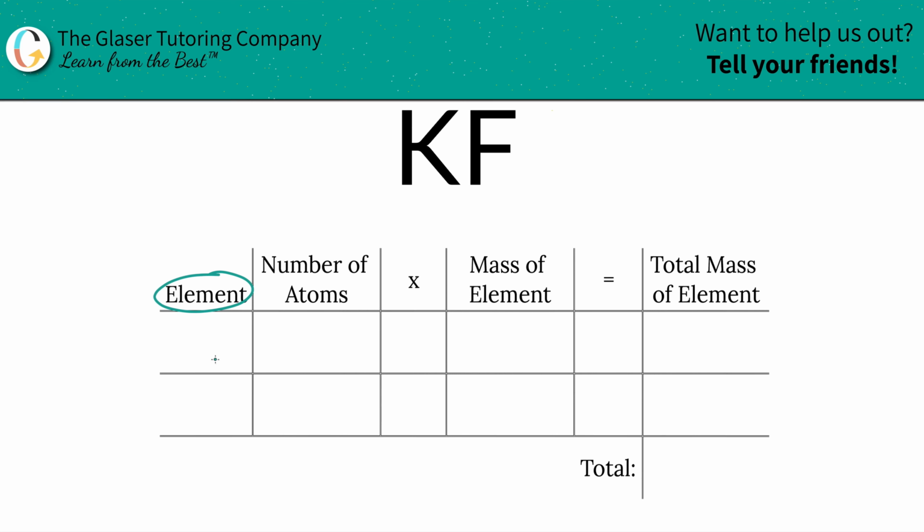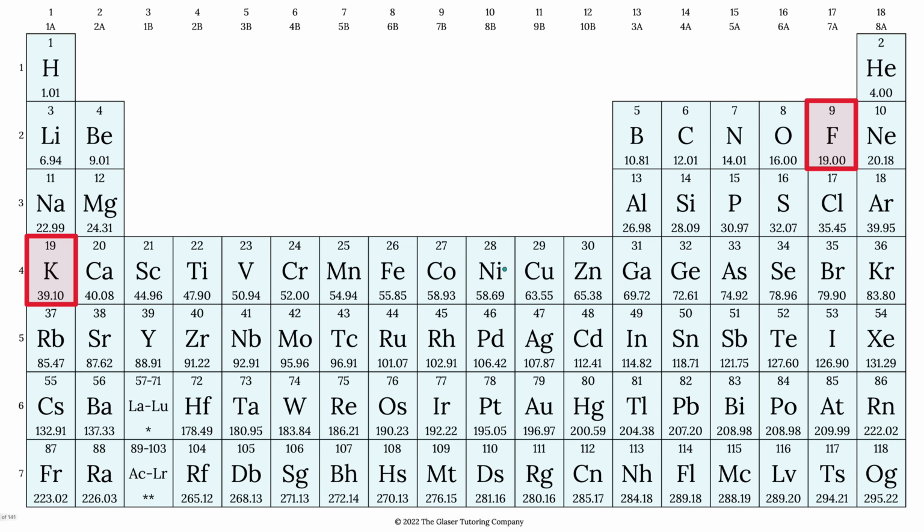Bam. So the first thing I do is write down the elements I see. So we have potassium and we have fluorine. Next, to identify the number of atoms, that's where the subscripts come into play. If there are no subscripts down there, it's assumed to be a 1. So we got 1 of each. Then we're going to multiply those numbers of atoms by the mass of the elements. That's where the periodic table comes into play.